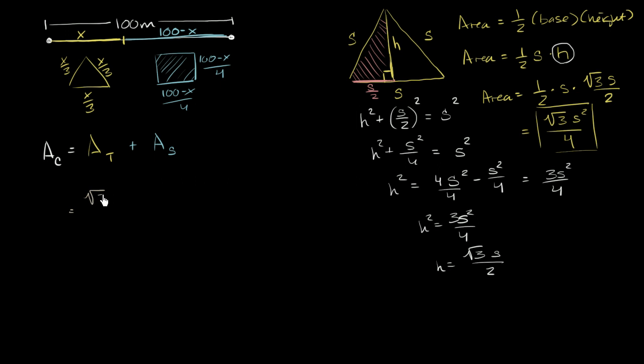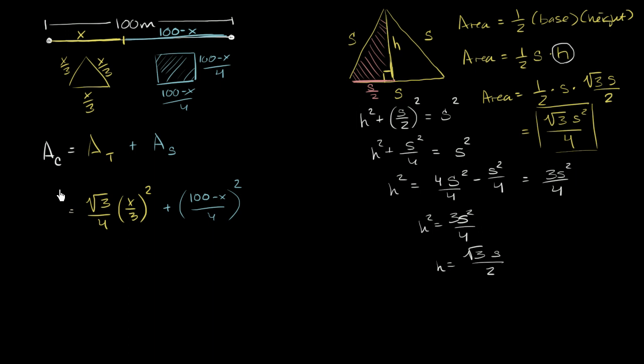So it's going to be the square root of 3 over 4 times the side squared, times (x over 3) squared. Let me do that in that same yellow color. All I did is the length of a side is x over 3. We already know what the area is: it's square root of 3 over 4 times the length of a side squared. And then the area of this square right over here is just going to be ((100 minus x) over 4) squared.